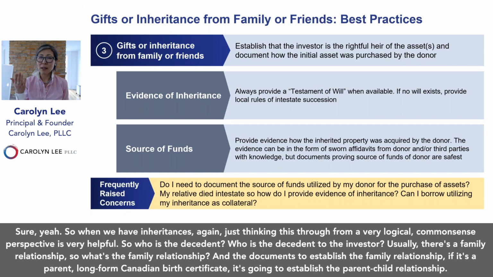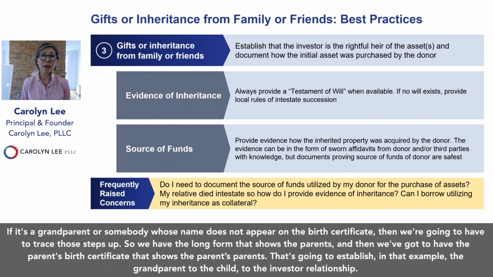So when we have inheritances, just thinking this through from a very logical, common-sense perspective is very helpful. Okay, so who is the decedent to the investor? Usually there's a family relationship. So what's the family relationship, and the documents to establish the family relationship? So, if it's a parent, a long form Canadian birth certificate is going to establish the parent-child relationship.